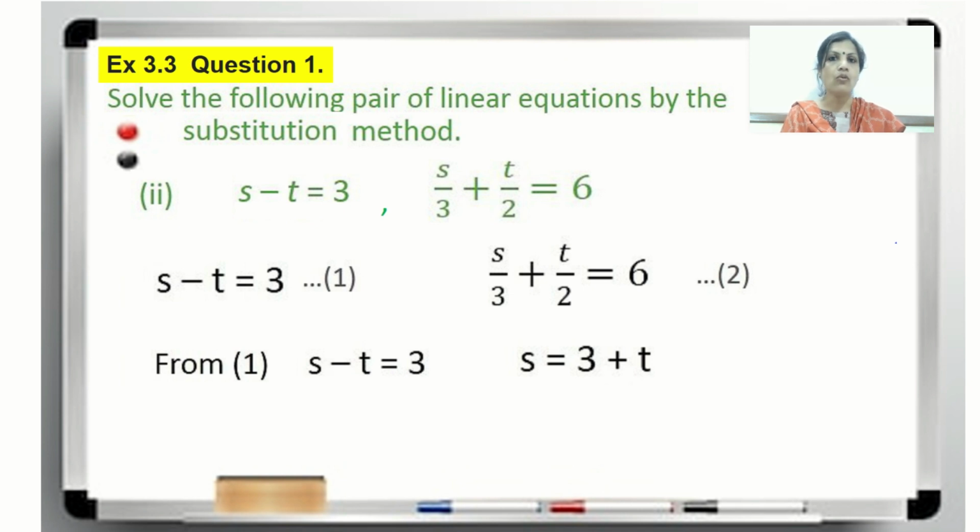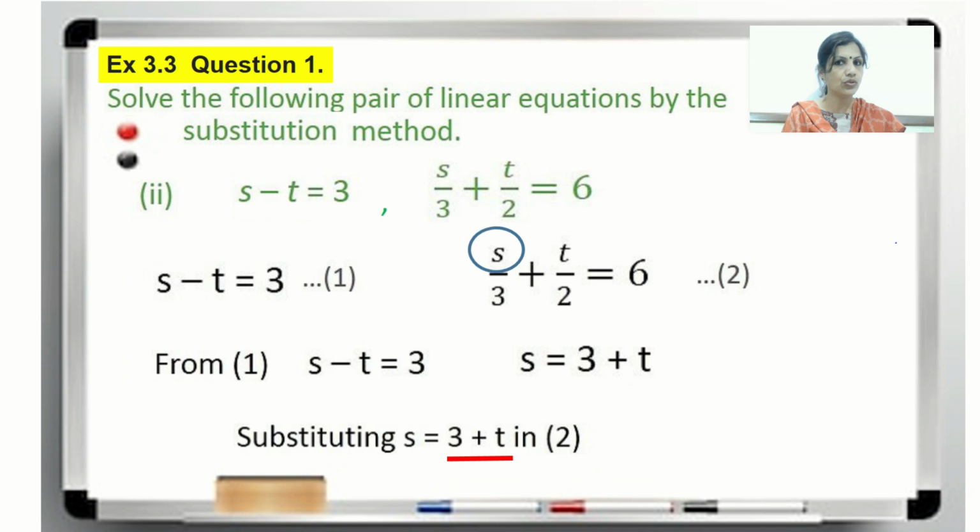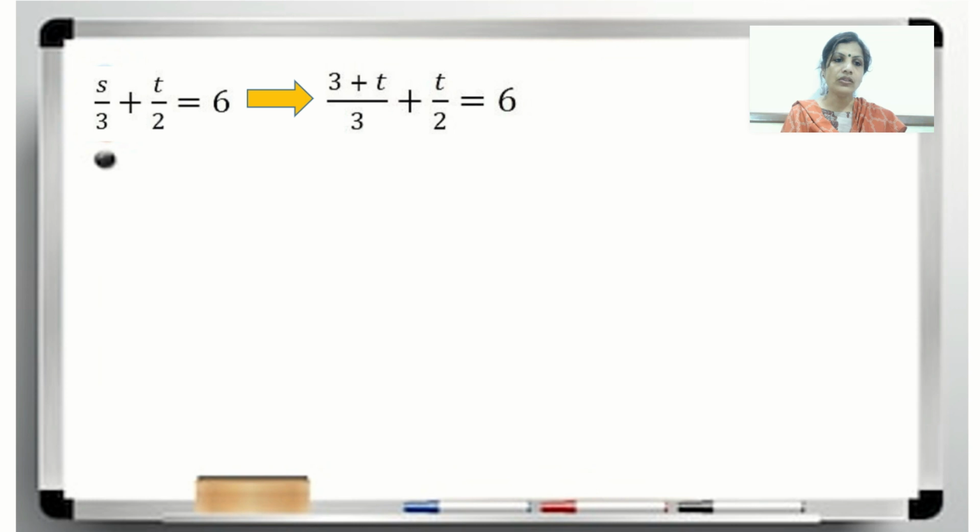So this value of s from equation 1, now I'll substitute in equation 2. So I will have all the variables in equation 2 as t. So it will become a linear equation in one variable, and I can find out the value of t from that equation. Let's see this. We will substitute s is equal to 3 plus t in equation 2 and see what we get. s upon 3 plus t upon 2 is equal to 6. This is our equation 2.